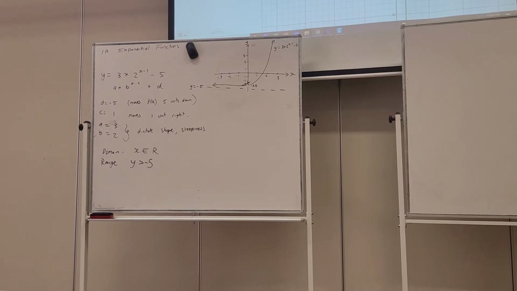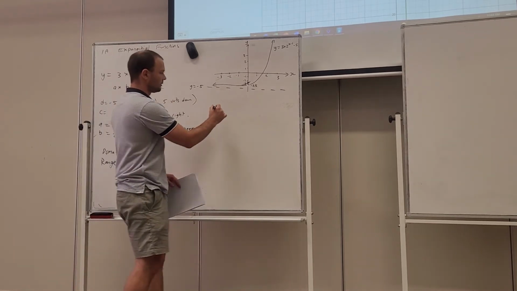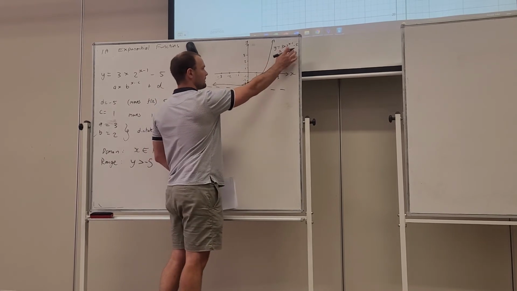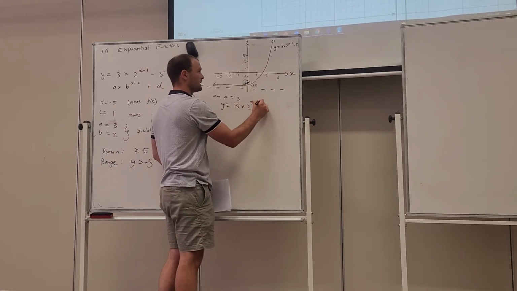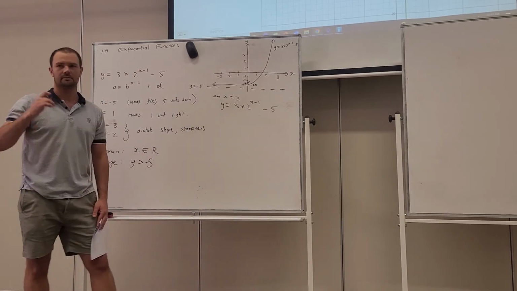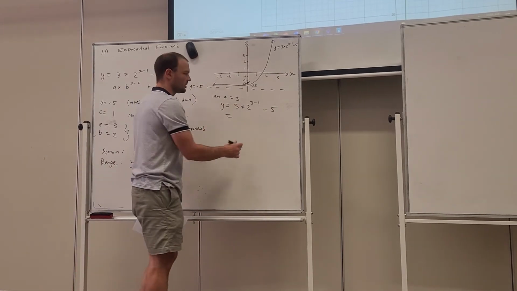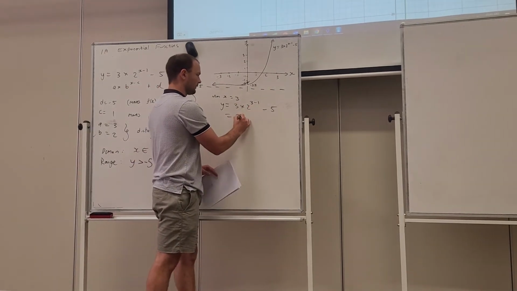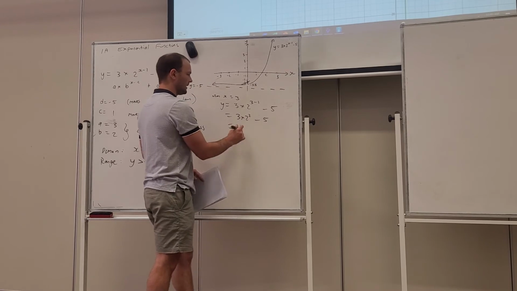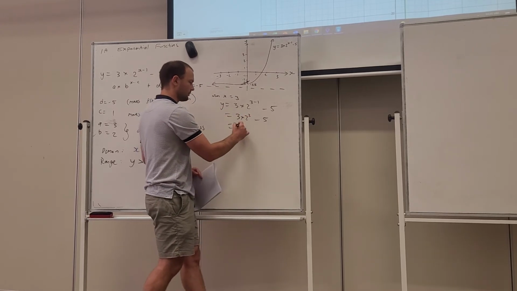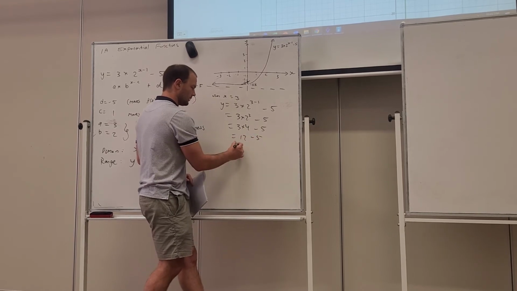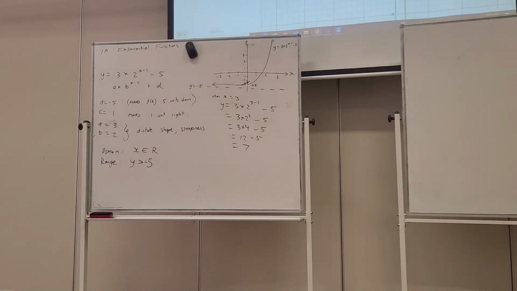Part D, determine the value of the function when x is 3. There are 2 ways we can do this. When x is 3, we can plug it in here: 3 times 2 to the power of 3 take 1. Then we're just going to evaluate that using BEDMAS, aren't we? We need to perform the exponent first, so we've got 3 times 2 to the 2, which is 3 times 4. We've got 12, and that leaves us with 7. That's one procedure we can do.